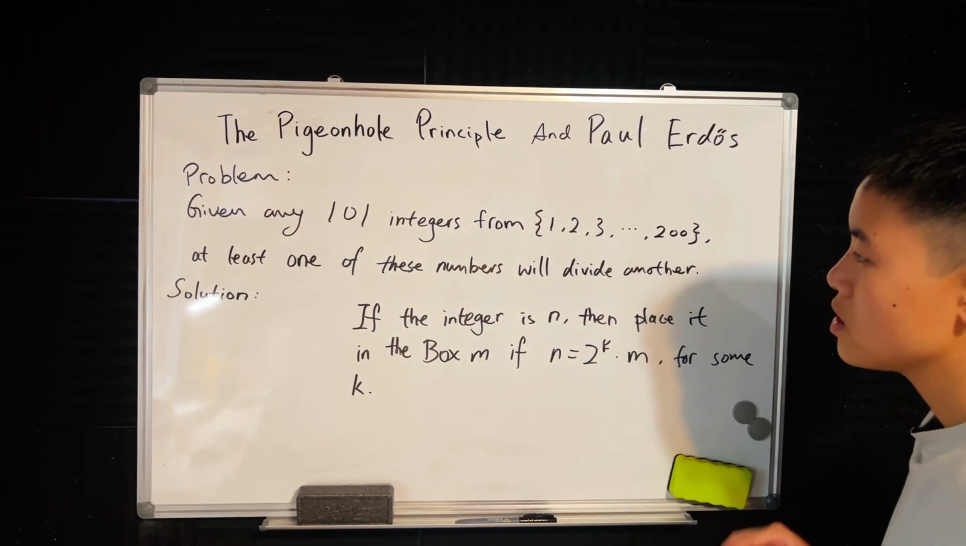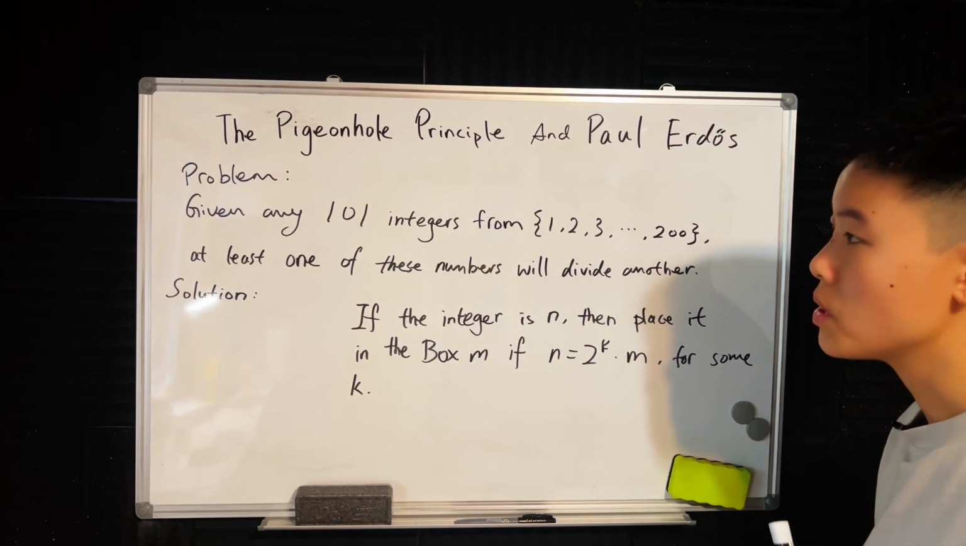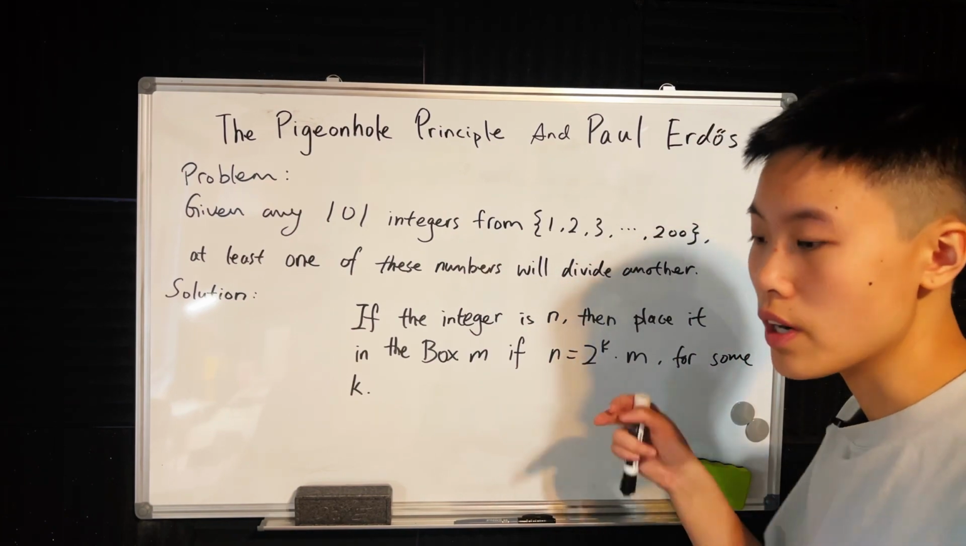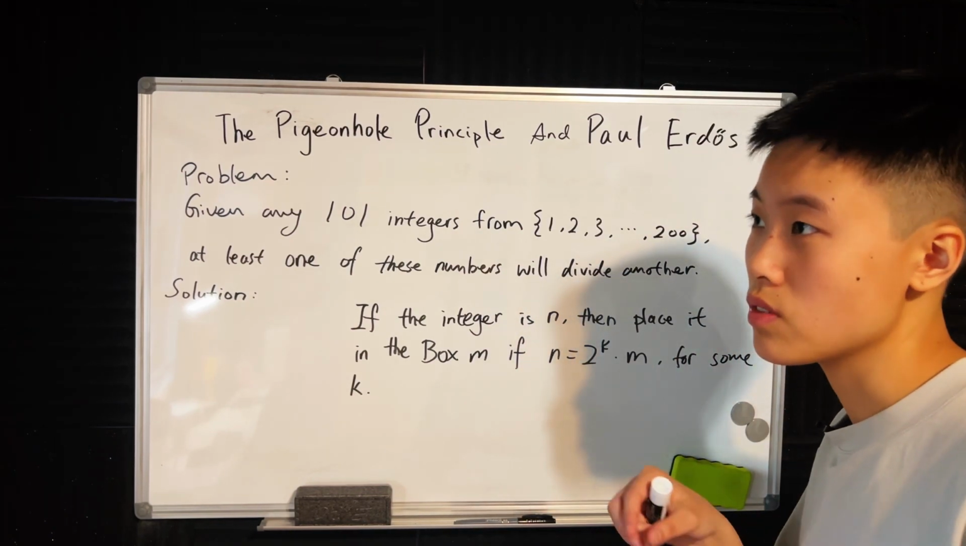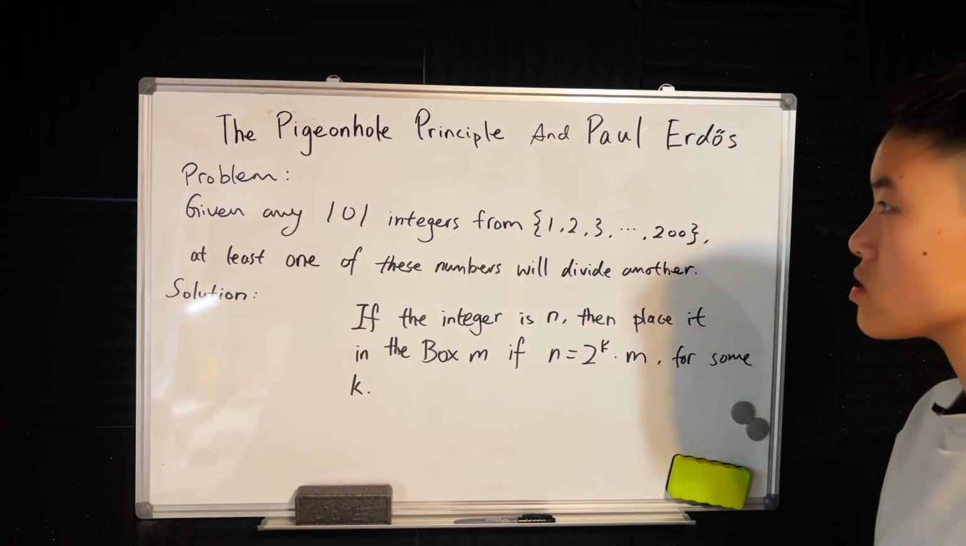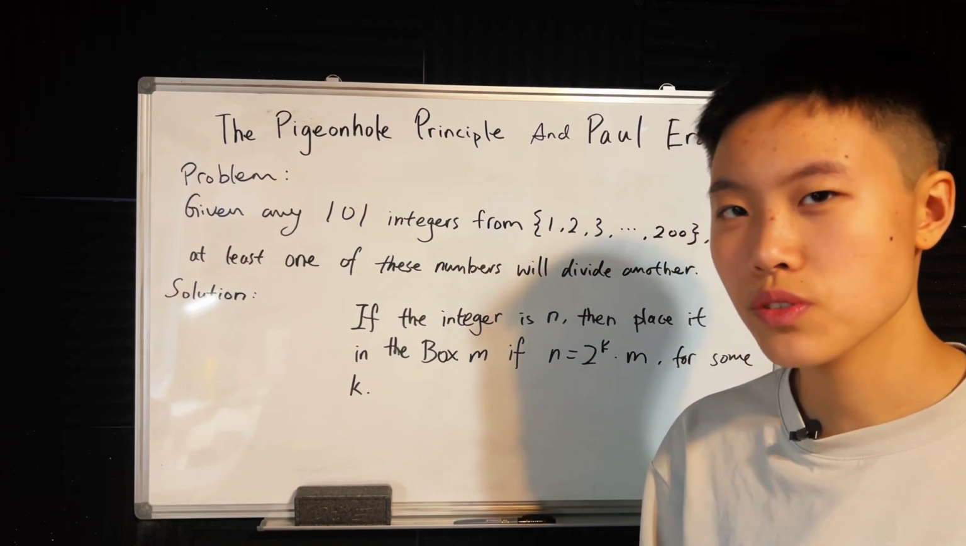And there are guaranteed to be 100 boxes, and if there are 101 integers, by the pigeonhole principle there will be at least 2 numbers in the same box, and those 2 numbers will divide one another. And this is, I guess, the oral proof and solution to this problem.